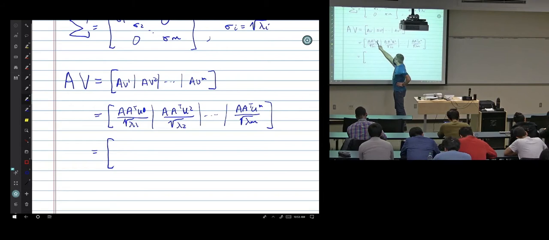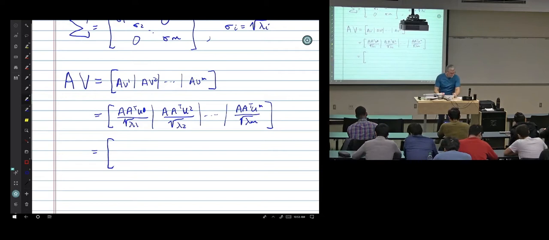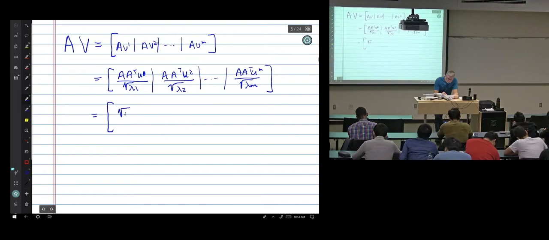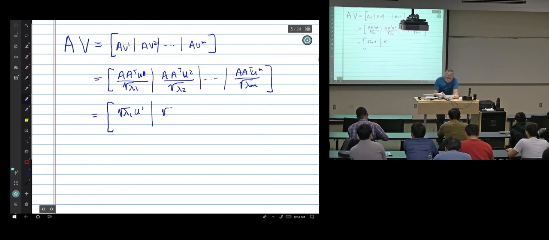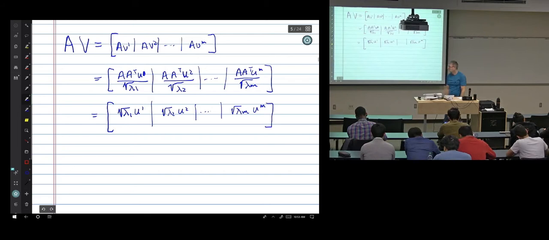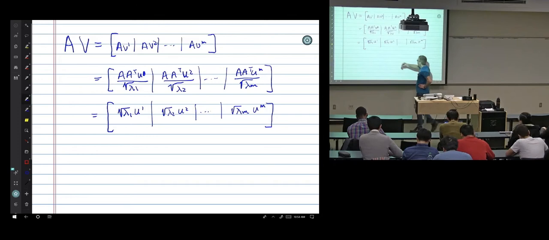The Ui's are eigenvectors of A times A transpose, so this is going to be lambda 1 times U1, and then lambda 1 times U1 divided by square root of lambda 1 is square root of lambda 1 times U1. So this is square root lambda 1 times U1, square root of lambda 2 times U2, square root lambda m times Um. So we just substituted in that the Ui's were constructed as eigenvectors of A times A transpose, and the eigenvalues were lambda i, and lambda i divided by square root of lambda i is square root of lambda i.